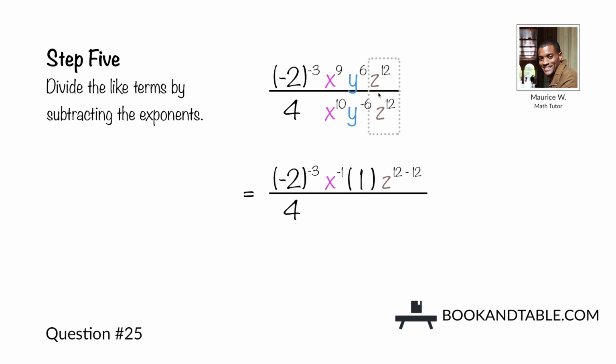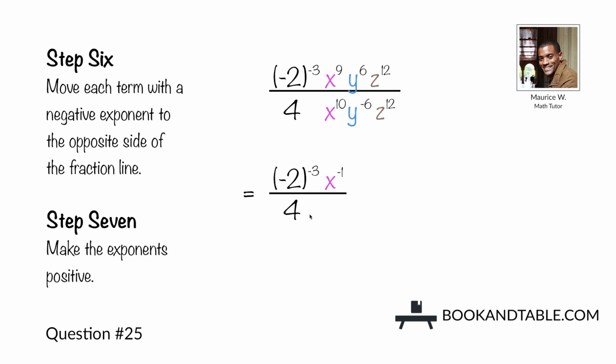And for z, we have z to the 12th divided by z to the 12th, giving us z to the 12 minus 12, which is also 0. Anything to a 0 power is 1. So our y and z variables are actually no longer a part of our fraction once we simplify them. So we're left with negative 2 to a power of negative 3 times x to the negative 1 over 4.